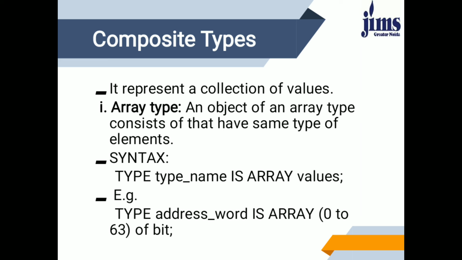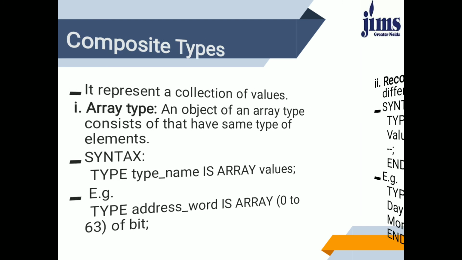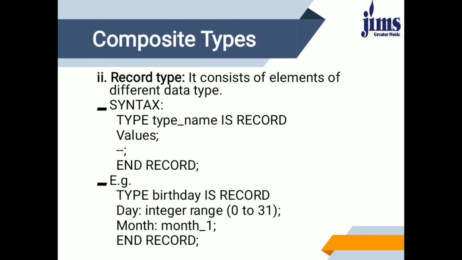The syntax for array type is type name is array. Here array needs to be defined in place of range. The range of array needs to be defined. Type address_word is array 0 to this much of width. So this is the way we can define an array type. This was for one dimension. For two dimensional or for multi-dimensional, we need to define separately.